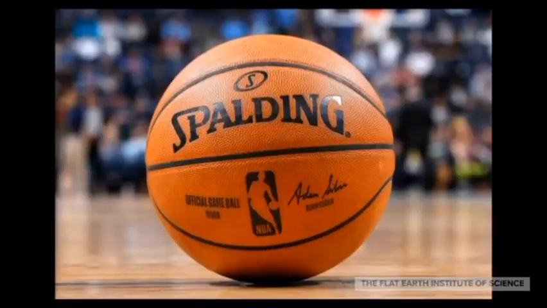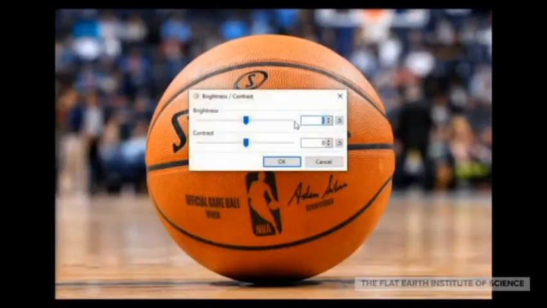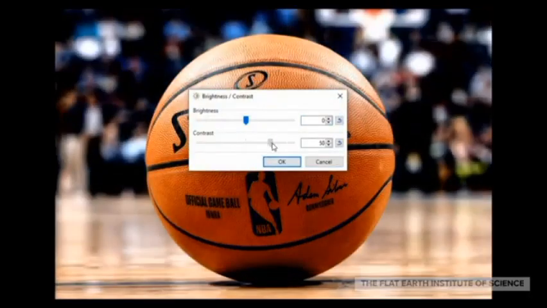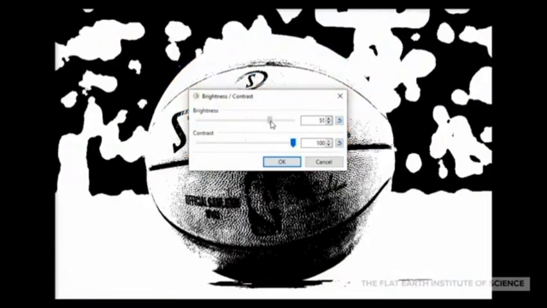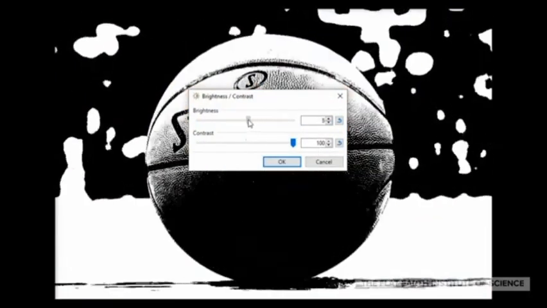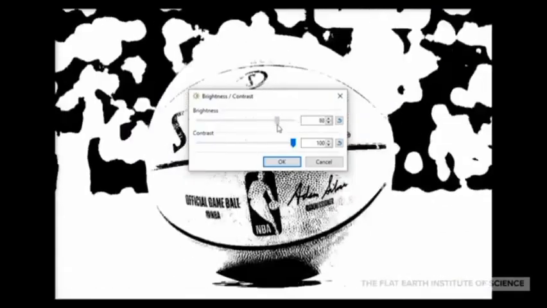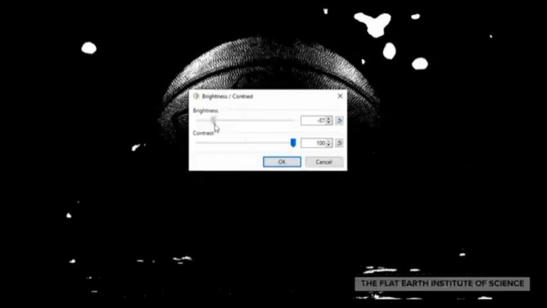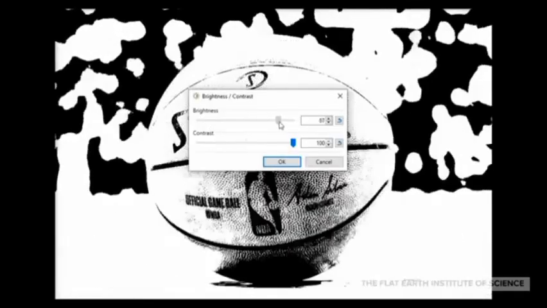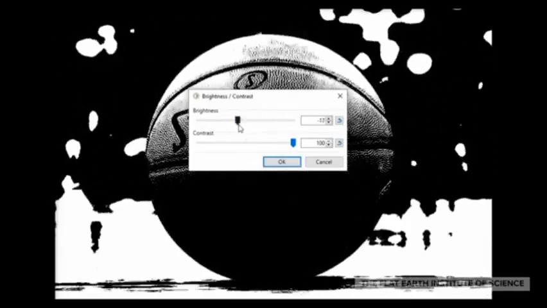Now let's compare that to the horizon we see on this ball. I'm going to go ahead and adjust the brightness and contrast on that. Black and white. And notice how our horizon line doesn't appear to move around. It's staying in the exact same spot. And that is because our horizon is being created by the curvature of the ball.